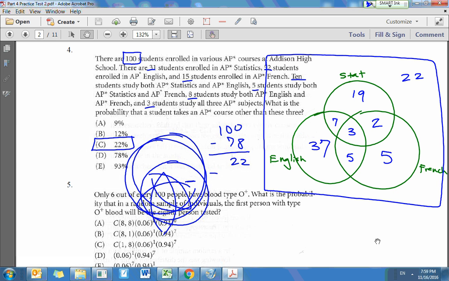So I apologize for that question. We've not talked a lot about using Venn diagrams on these problems. And so this is one where you had to use a Venn diagram.